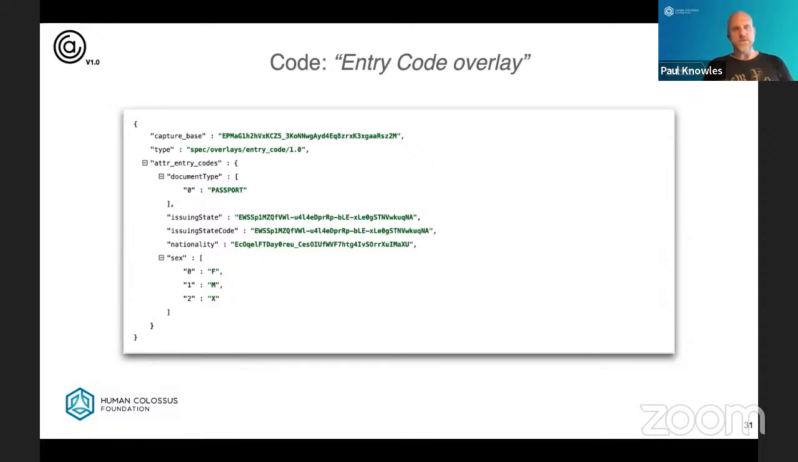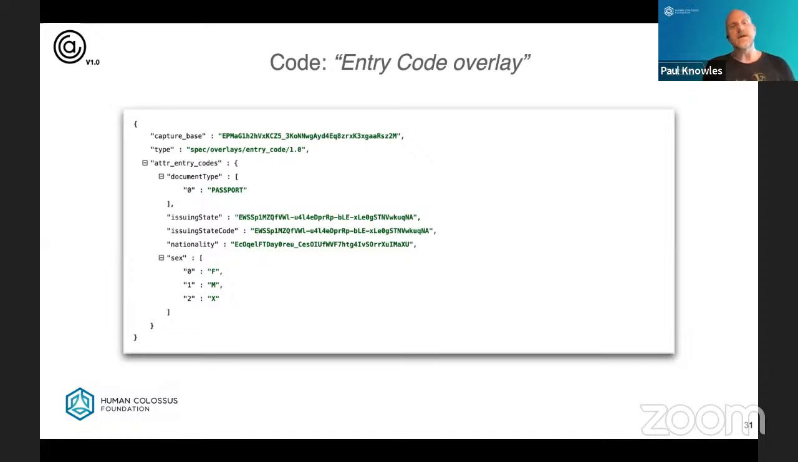So there's a couple of things in here to show you. You always have a capture base at the top. So that's a deterministic identifier of the capture base. So it's always linked to a specific capture base. And then you see the type here. This is an entry code overlay. And then you have your entry codes here. So, document type, in this case, 0 equals passport as your kind of English version, if you like.